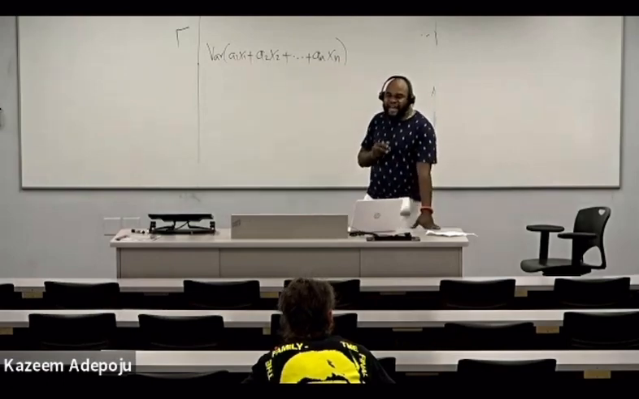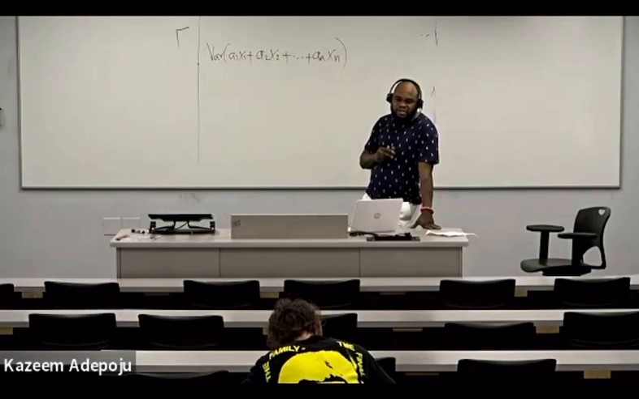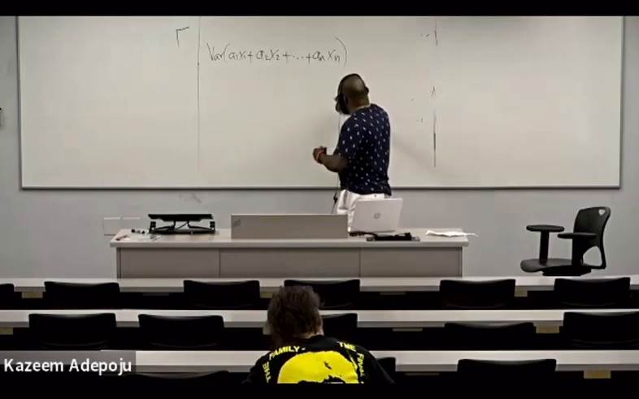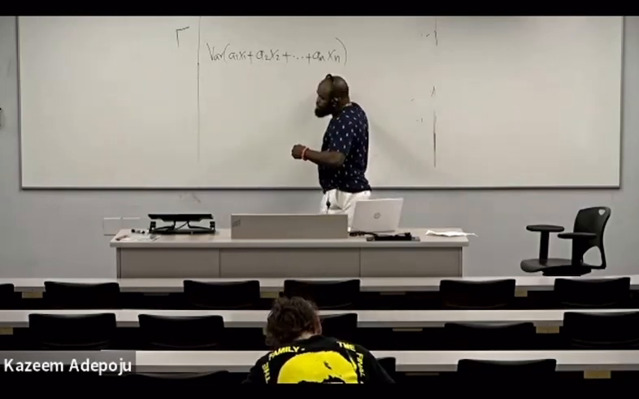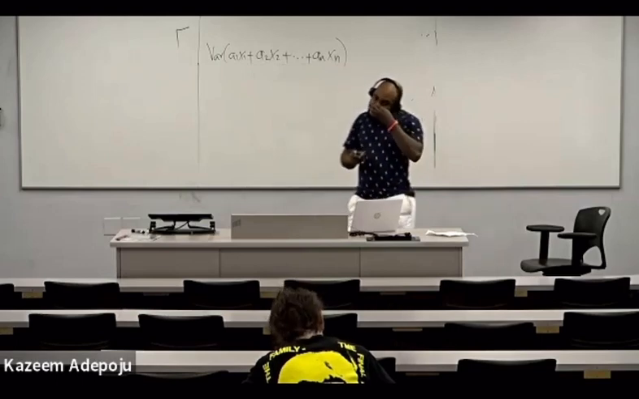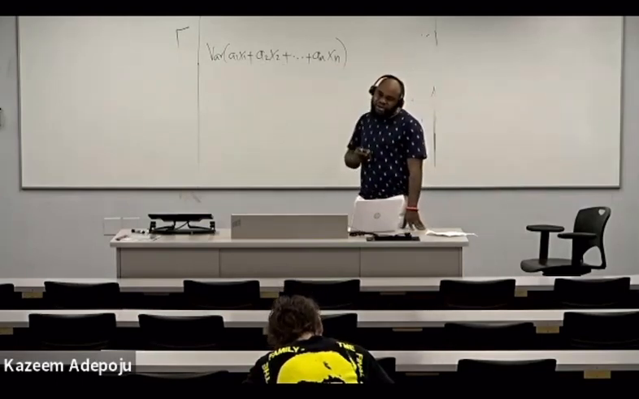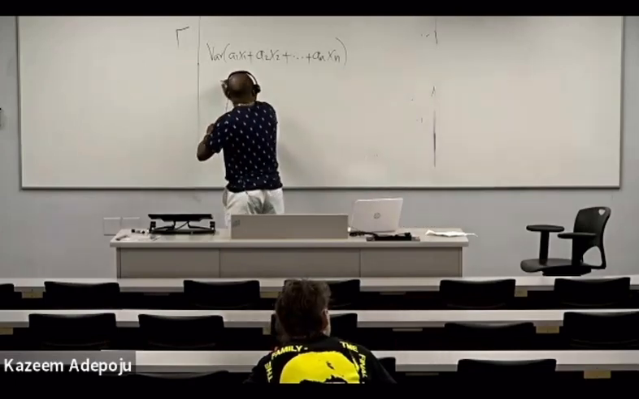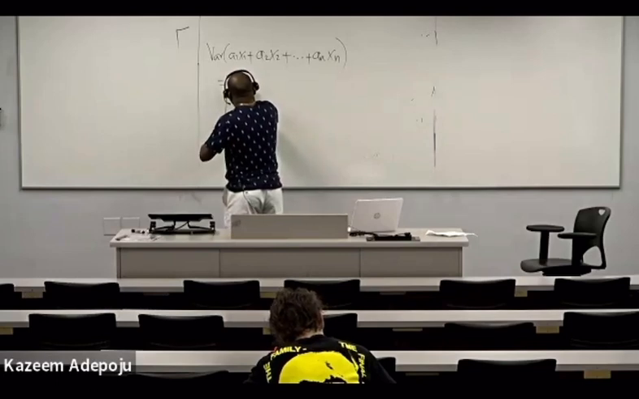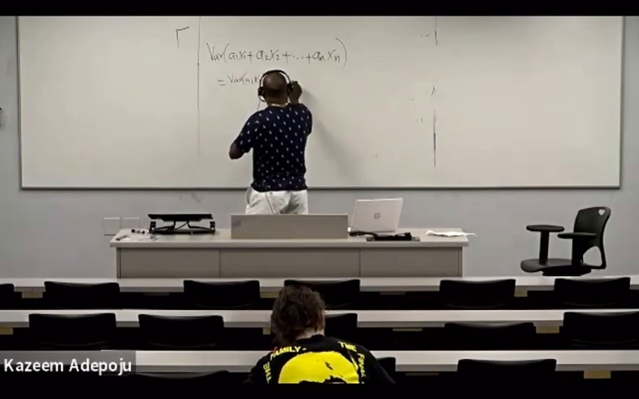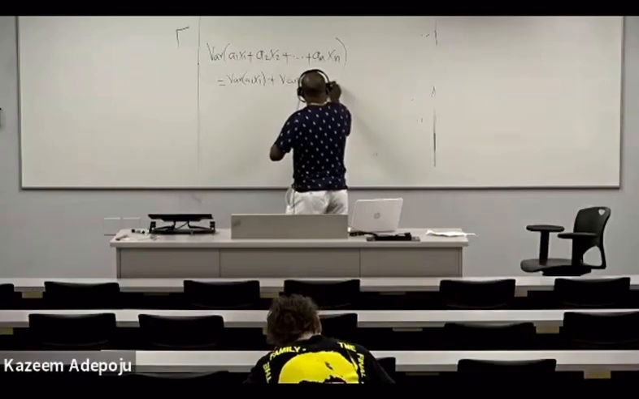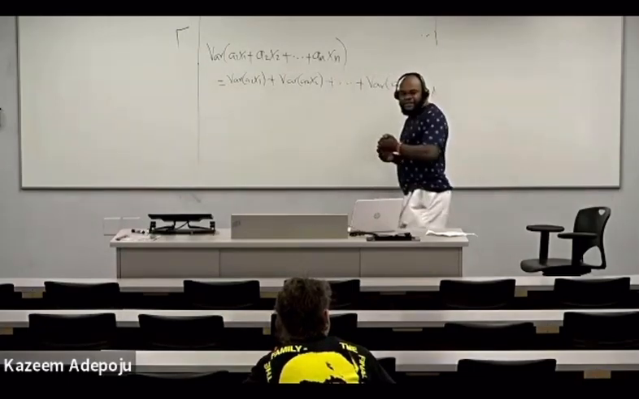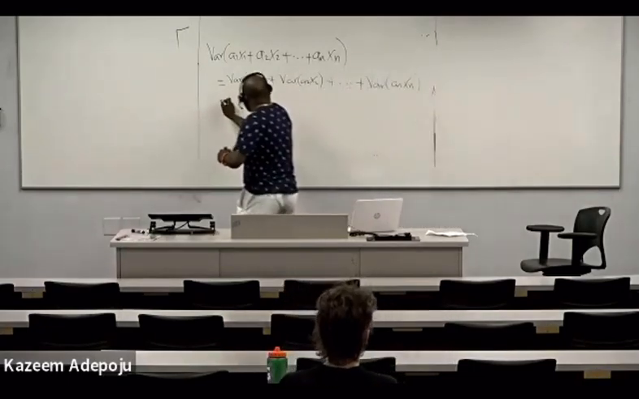x1 up to xn are the random variables. a1 up to an are constants. And we're told that x1, x2, up to xn are independent, which means they don't have a relationship. So if I want to rewrite this, it is going to be equal to the variance of a1 x1 plus the variance of a2 x2 until you get to the variance of an xn. If you want to split that out, the constants are going to come out.